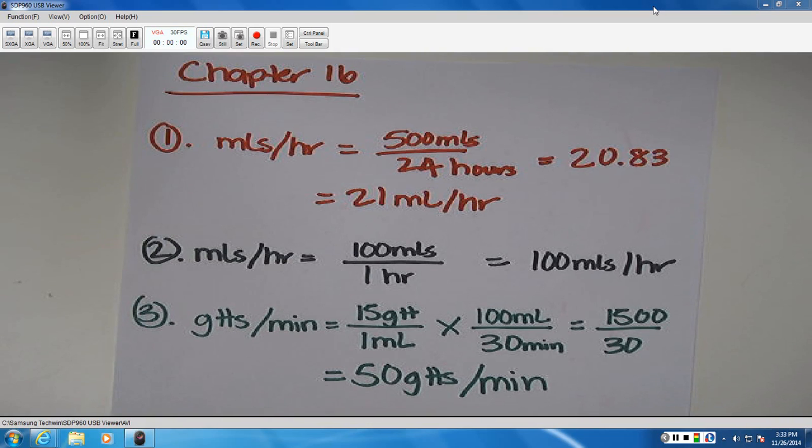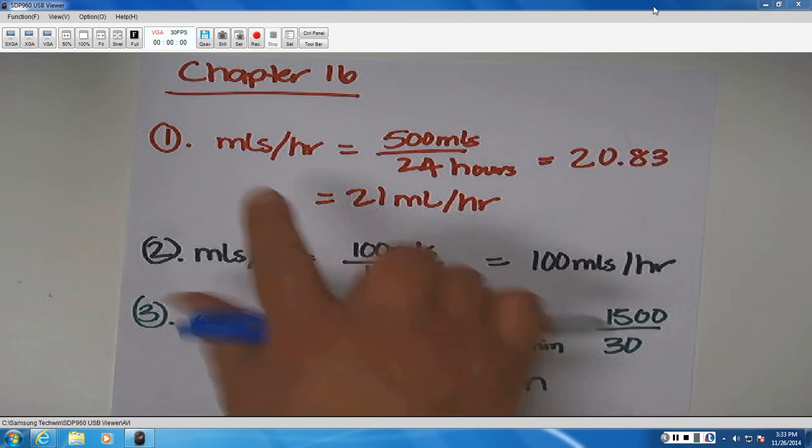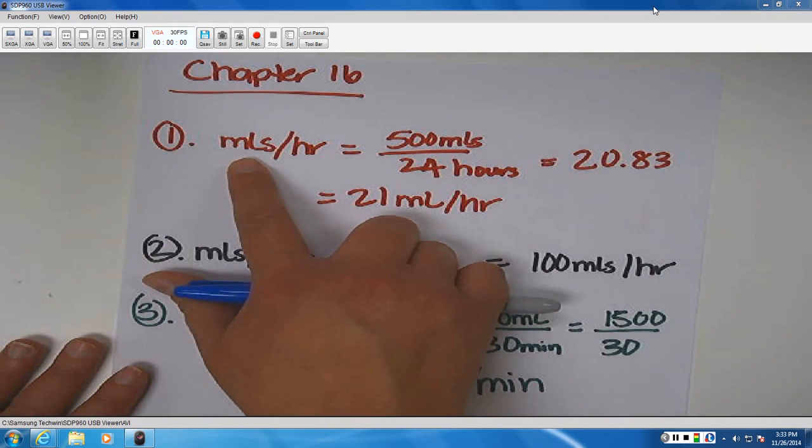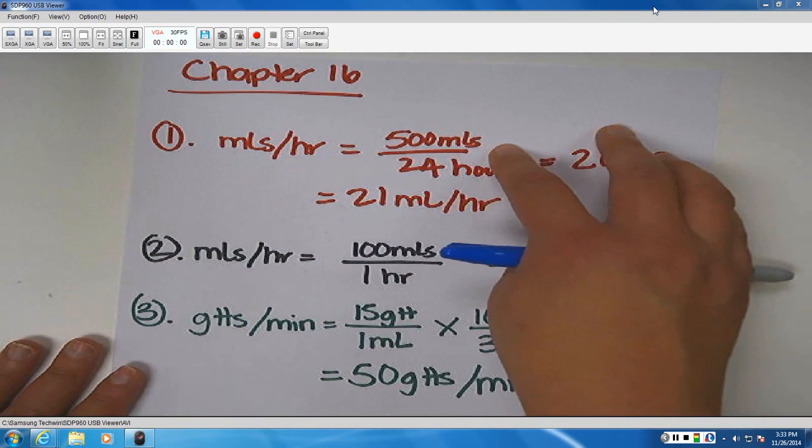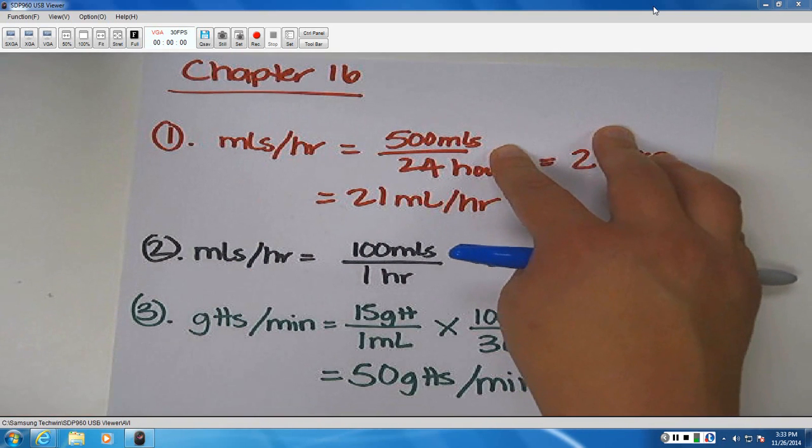So again, I am working some of the problems on the Chapter 16 worksheet. The very first one, number 1, states that the physician orders 500 milliliters of Dextran to be infused over 24 hours. How many milliliters per hour should my IV pump be programmed for? So again, I am solving for milliliters per hour, and my doctor has told me that he or she wants me to give 500 milliliters in a 24-hour period.